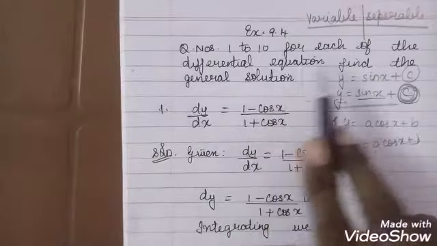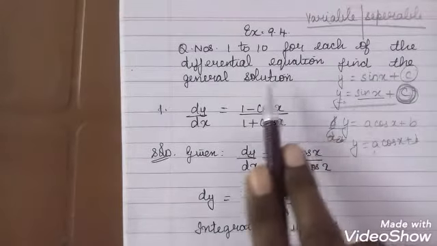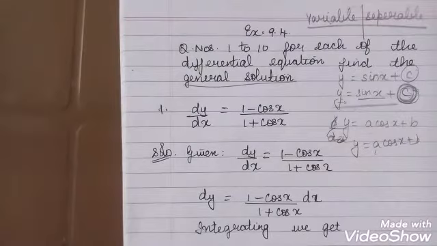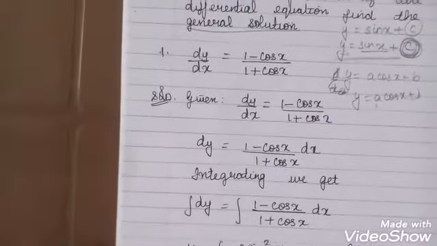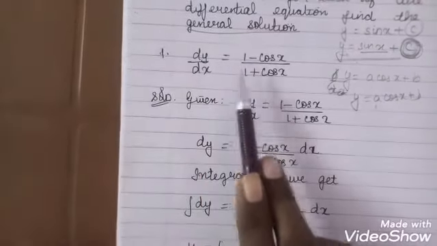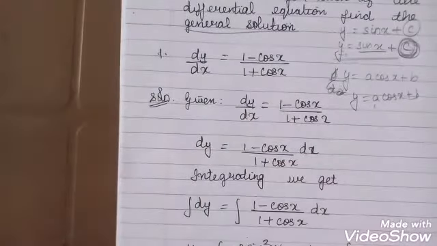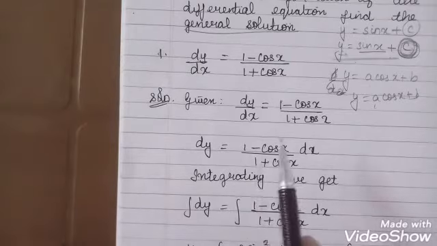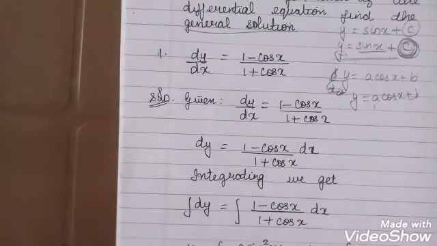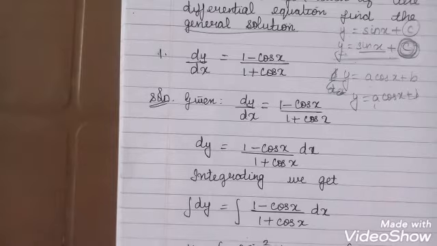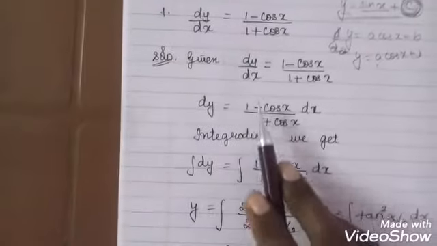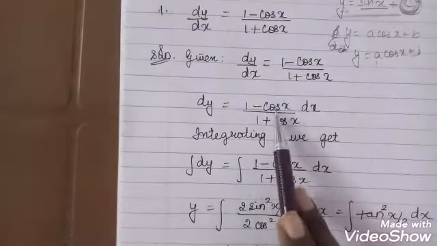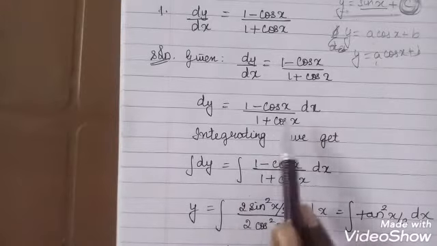For questions 1 to 10, for each of the differential equations you will have to find the general solution. So we'll see how we can find the general solution here. The first question, dy by dx is equal to 1 minus cos x divided by 1 plus cos x. As I told you, it's a variable separable method. First, when a differential equation is given, see if you can split the y terms to one side and the x terms to the other side, preferably y terms on the left hand side and x terms on the right hand side. So what have you got? Your dy is equal to 1 minus cos x by 1 plus cos x into dx. So we have split it here.